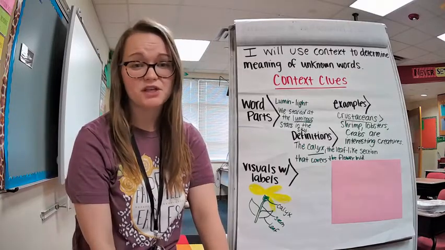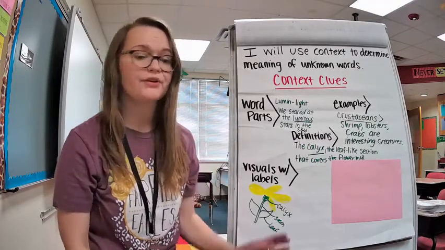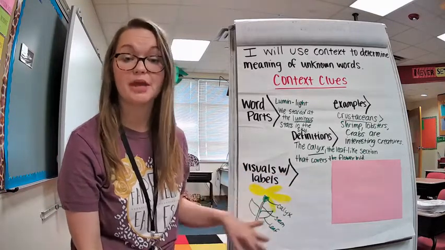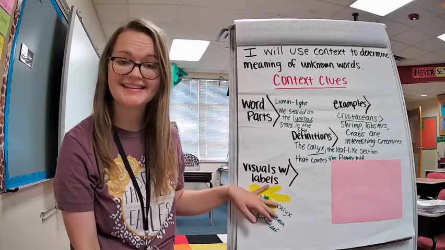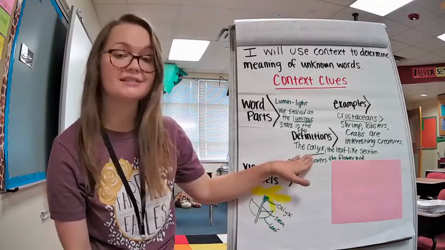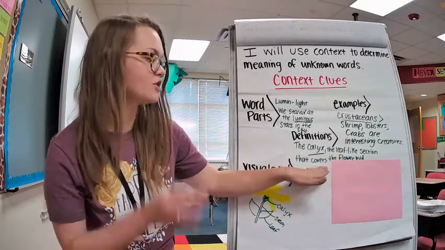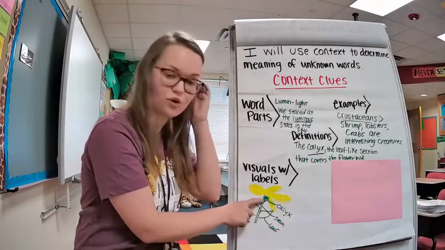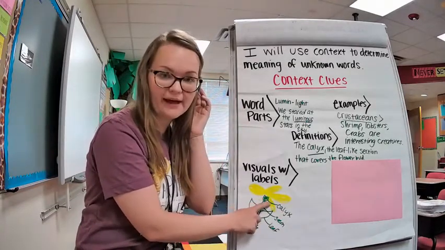The next type of text feature or context clue that an author might include is a visual with labels. This is actually a visual, a picture or an illustration that you can see, and it has labels that tell me the part. So an author might include this sentence, the calyx, the leaf-like section that covers a flower bud, and this image that has a label showing you that leaf-like section that's on the flower bud of calyx.